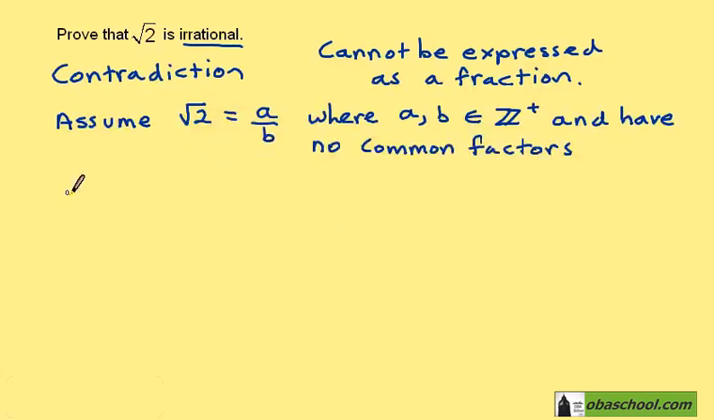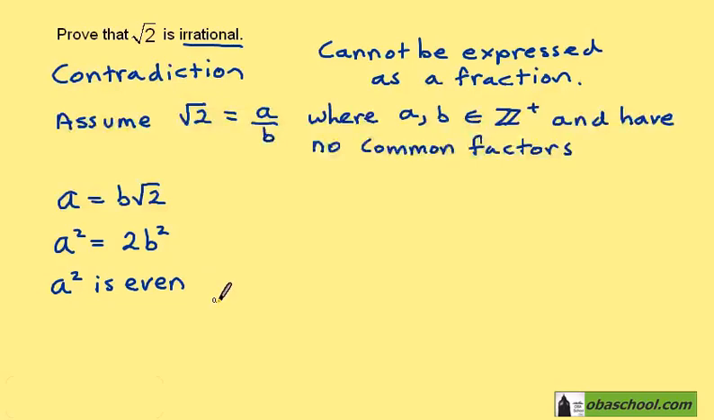So let's work with this expression. This gives us that a is equal to b times root 2, and squaring both sides gives a squared is 2 times b squared. Since b squared is an integer, it follows that a squared is even. If a squared is even, it follows that a itself must be even. And therefore, we could write a as equal to 2 times c, where c is also a positive integer.